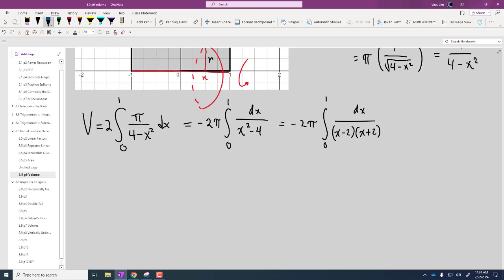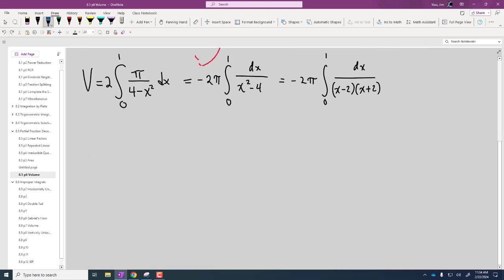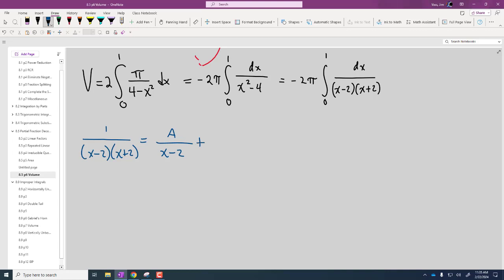Then we can do PFD on the integrand there. So we're going to take the integrand. Both factors are linear. That's the best case scenario. When both factors are linear, we can do an A over x minus 2 and a B over x plus 2. So that's the simplest case: A divided by x minus 2 plus B divided by x plus 2.